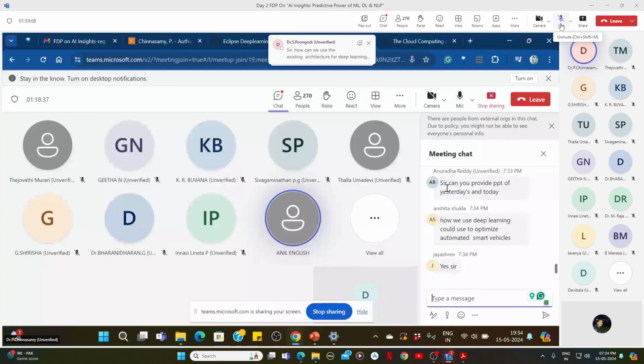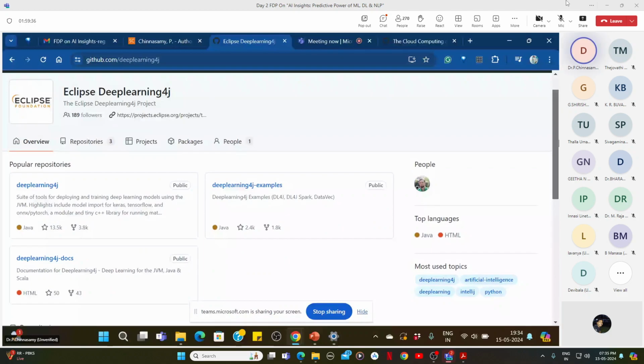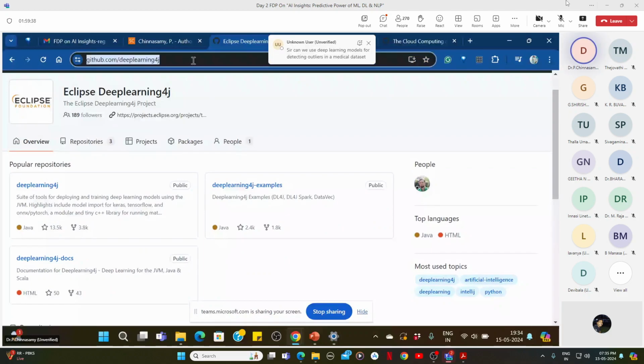So for Deeplearning4J, this is all open source code. We can download it on your system and run it, right? We are going to modify some functionalities in the existing tools' algorithm, right? So this is a website that has tools for Deeplearning4J.